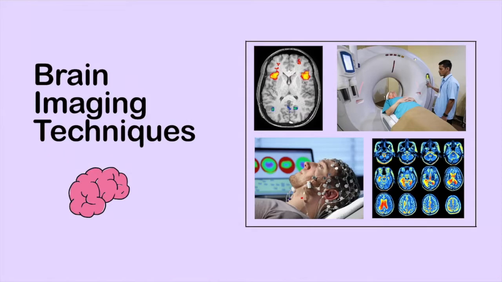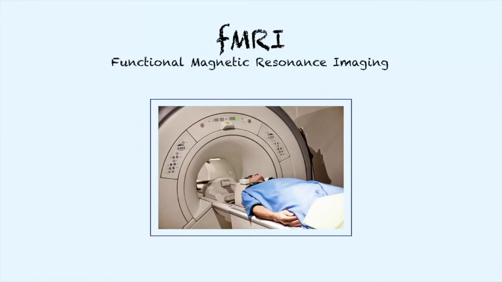Brain imaging has been instrumental in aiding our understanding of the brain, both in terms of its structure and function. While there are numerous methods, we'll be covering 4 commonly used imaging techniques in this video. One method is functional magnetic resonance imaging.